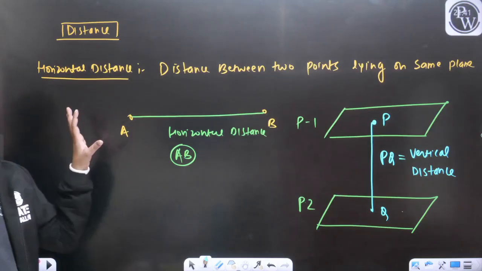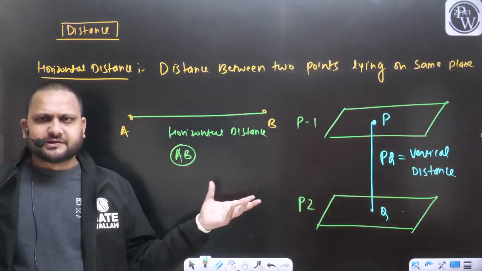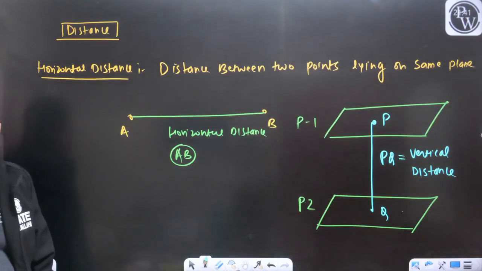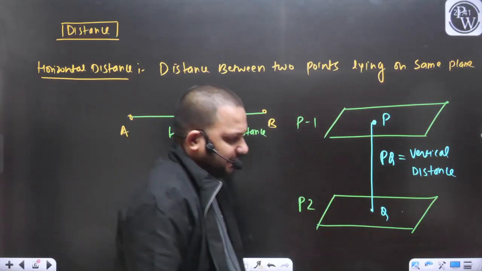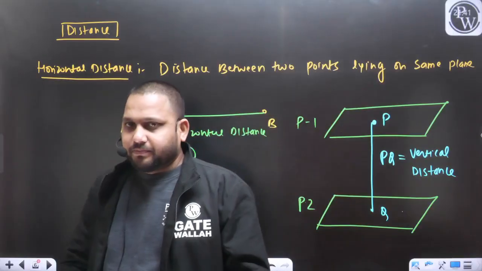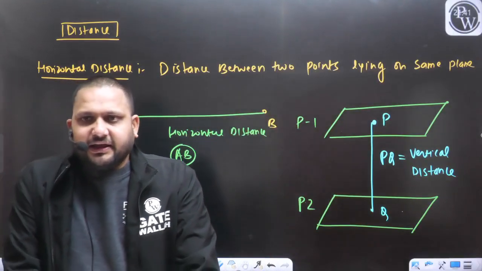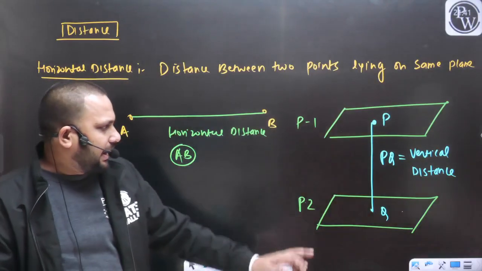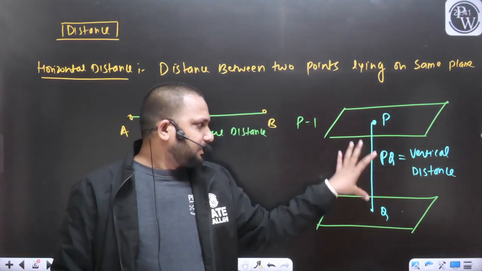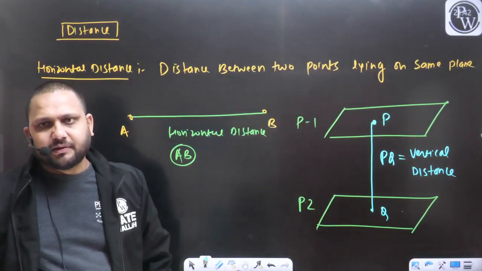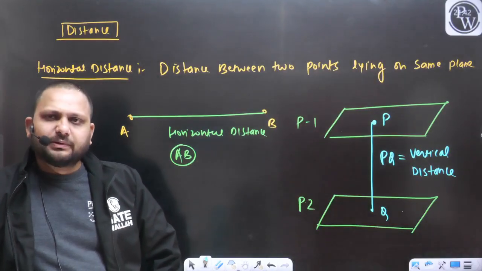So how can we define the distances? Both are distances, both are linear measurements. When the 2 points are lying on the same plane, that distance we define as the horizontal distance between the points. When the points are lying on different planes, the linear measurement between the points will be considered as the vertical distance measurement. I hope the point is clear to everyone.